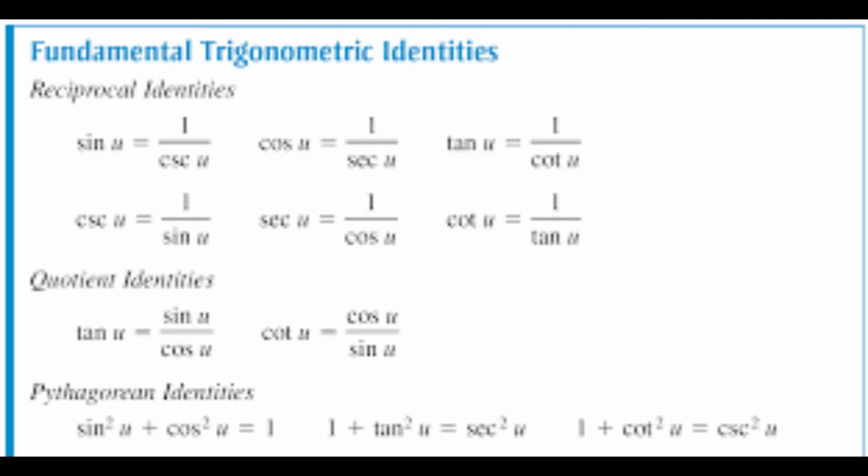Now let's check out some fun facts about trigonometry. The first fun fact is there are 8 trigonometric identities called fundamental identities. 3 of them are called Pythagorean identities as they are based on the Pythagorean theorem.